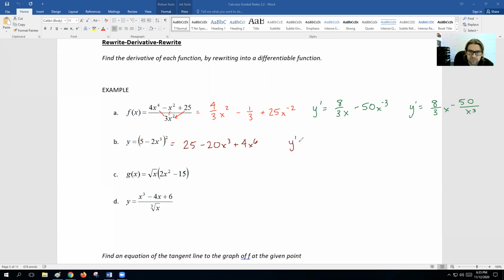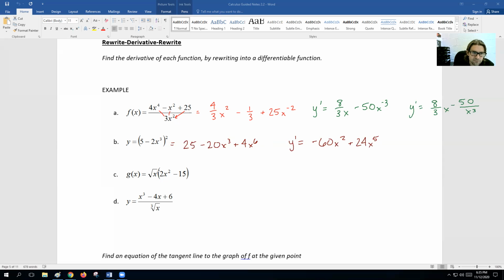So for the derivative, y prime, now that it's not in parentheses and not divided, it's just written out as 3 separate terms, and we can take the derivative of all of those. 25 goes to 0. Negative 20x to the third becomes negative 60x squared. And then 4x to the 6th becomes 24x to the 5th.